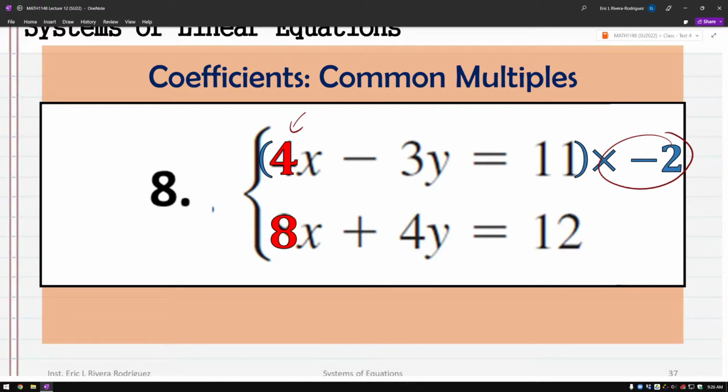Remember that we multiplied the entire equation by negative 2. So here it's going to be negative 6. Here it's going to be negative 22, and so on. But most importantly, we are going to get negative 8 on the first term here, on the x term of the first equation. And when we add both equations, we are going to cancel the x variable.